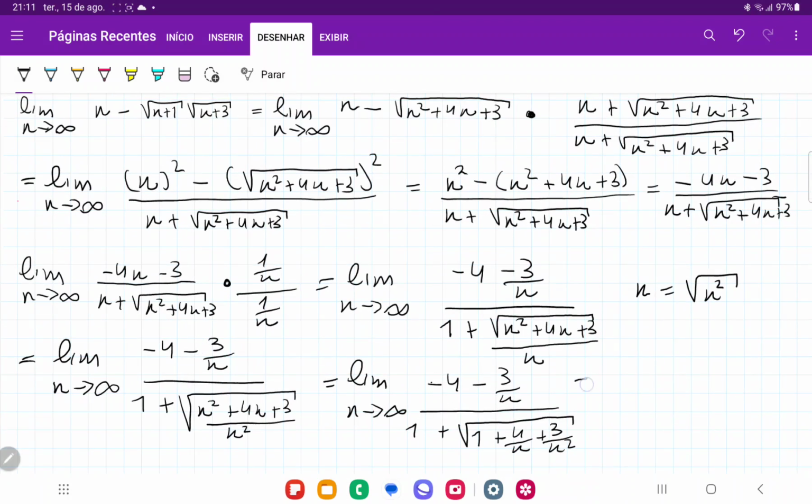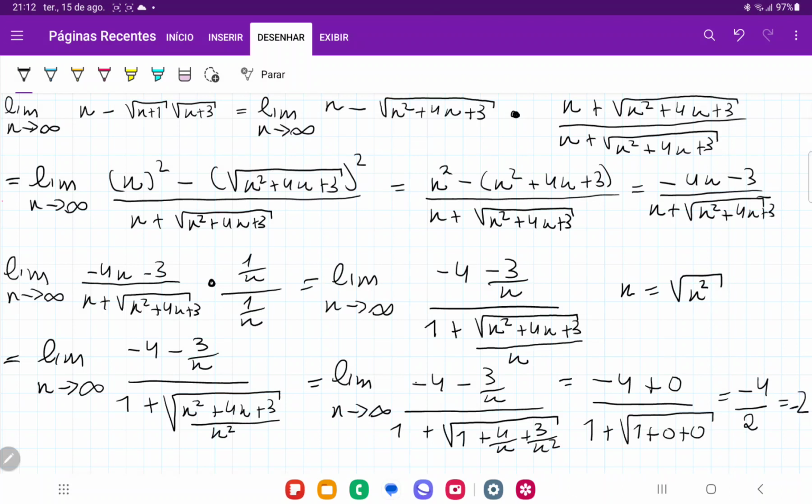So when we take our limit here, the limit of minus 4 is just minus 4, and then minus 3 over n, so that's minus 3 divided by infinity, which just goes to 0, right? So plus 0, divided by, the limit of 1 is just 1, plus the square root of 1 is just 1, plus 4 divided by infinity, that's going to go to 0, right? Plus 3 divided by infinity squared, that's going to go to 0. So then we get minus 4 divided by 1 plus square root of 1, which is divided by 2, which is equal to negative 2. So that was quite a lot for us to get to this answer here, which is that the limit is negative 2.